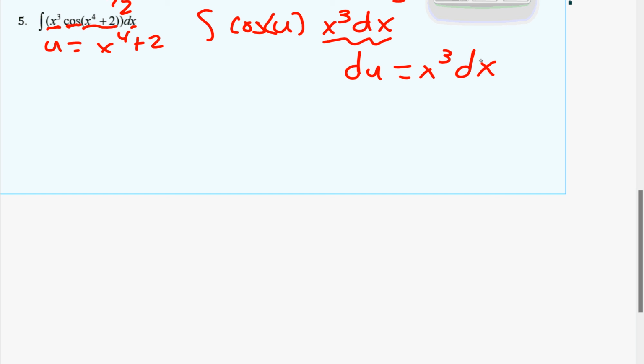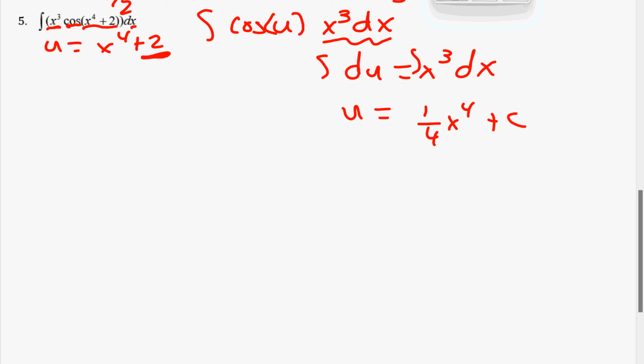So I am going to take the integral of this. This would I would get u, right? Take the integral of this. I would get 1 over 4 x to the 4th, right? And then, of course, add my constant. And that takes care of that plus 2. That's the constant, right? So how do I get it to just be x to the fourth?